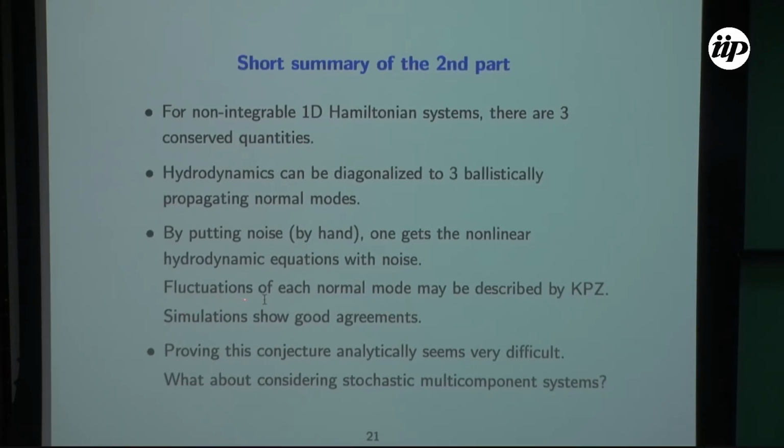And each mode seems to be basically given by the KPZ equation. So then we can get a very concrete conjecture that the correlation of each mode may be described by the single component KPZ equation. And simulations show good agreement. Proving this conjecture seems very difficult, but maybe it could be easier for stochastic dynamics with more than one conserved quantity. So this is what we want to do for the two-species exclusion process.